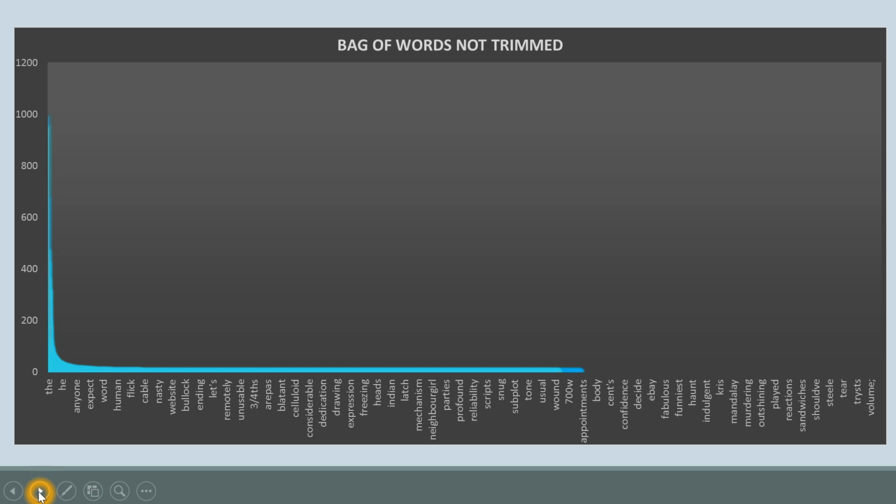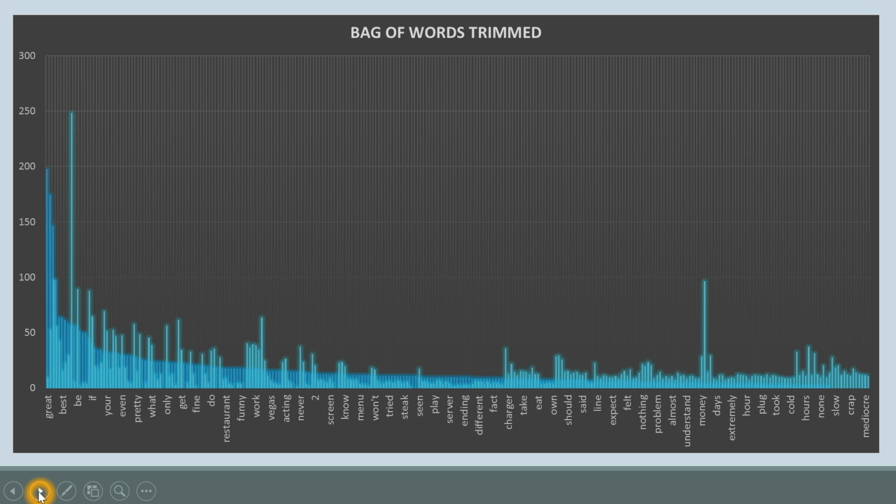On the next slide, you will see a histogram that displays some of the words that are not trimmed. They are based on the positive value words in decreasing order. However, this graph is simply a snapshot of the data and does not show each word in our bag of words. The second graph is our trimmed data.